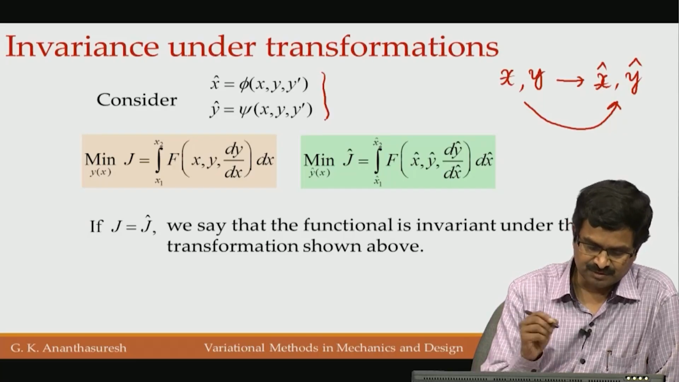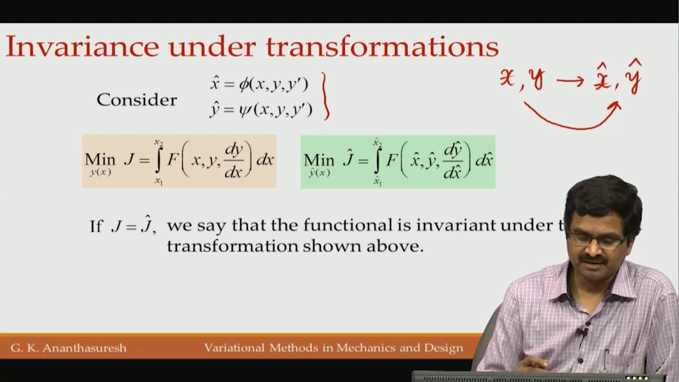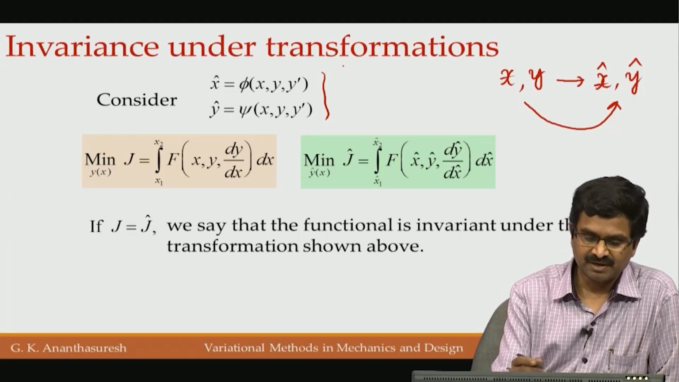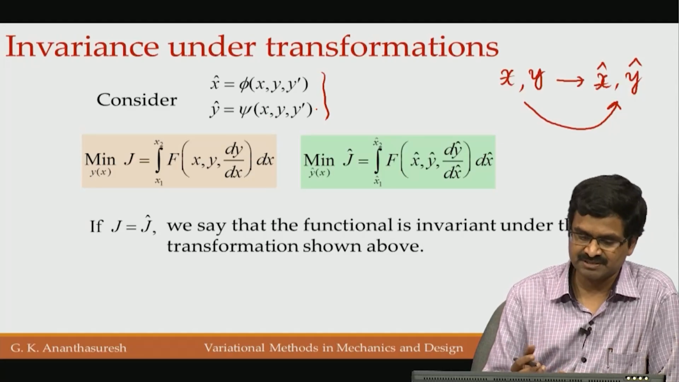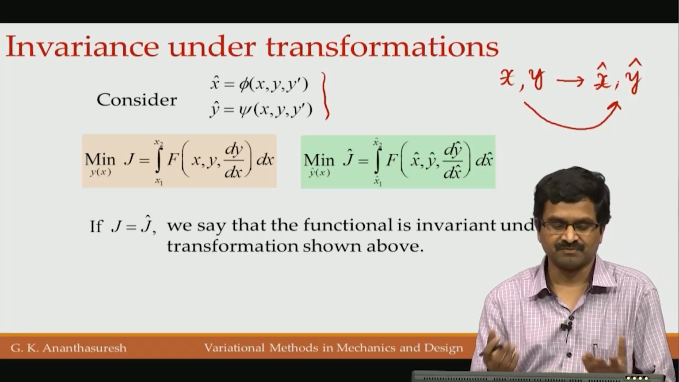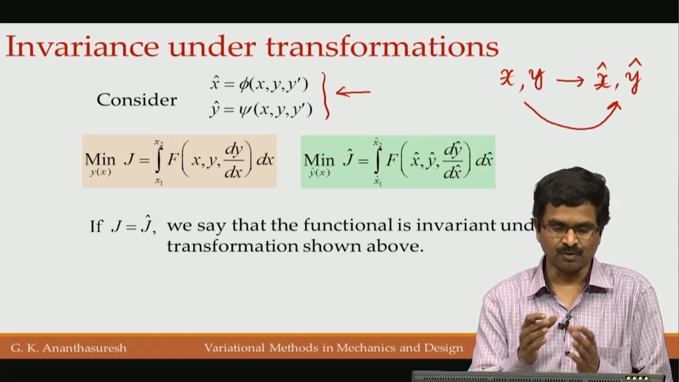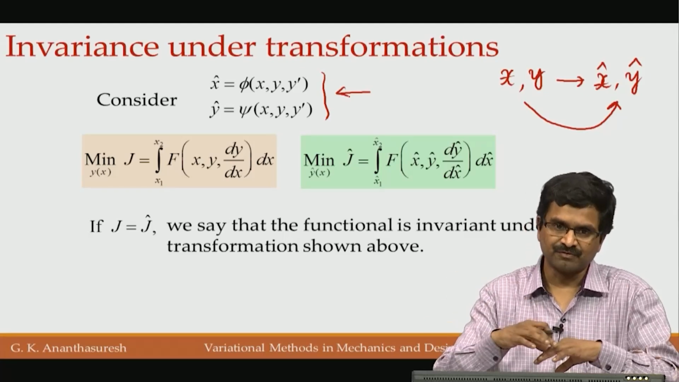When you are changing from x, y to x hat and y hat, you have these two expressions, phi and psi, that relate x hat with x, y and y prime, and y hat with x, y and y prime. We are expressing x hat and y hat in terms of x, y. We are changing variables, and this is the transformation, going from x, y, y prime to x hat, y hat, and you can do it the other way also.